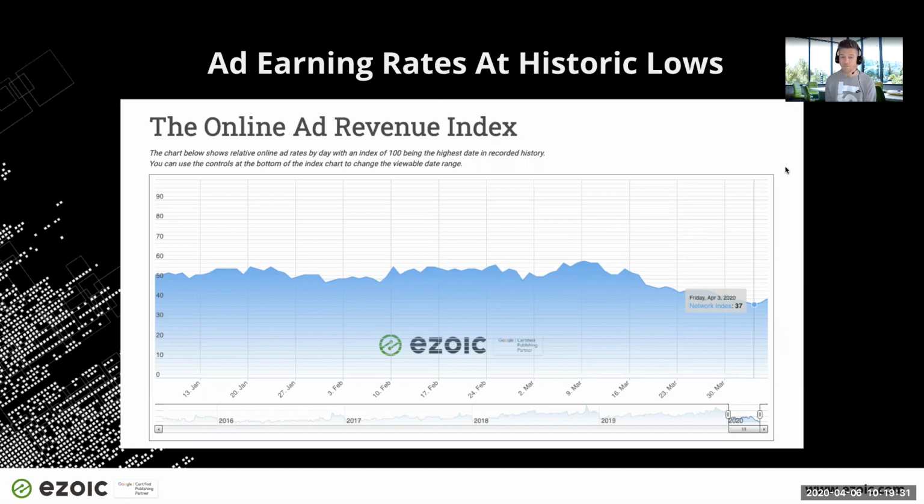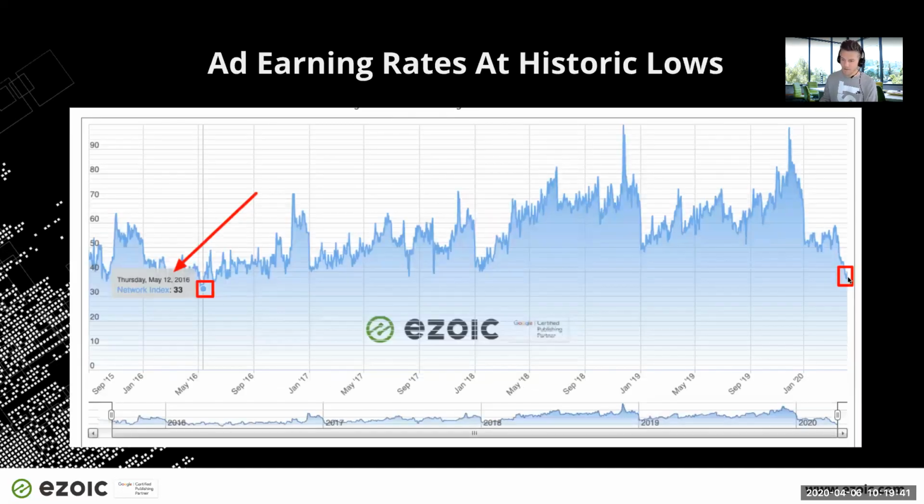Typically, at the start of every quarter, you will see pretty much a downturn in ad rates, and then things will start to move upwards throughout the quarter. And what we're seeing here is one of the lowest ad rates we've ever seen since Thursday, May 12th, 2016. That was the last time the index was this low.